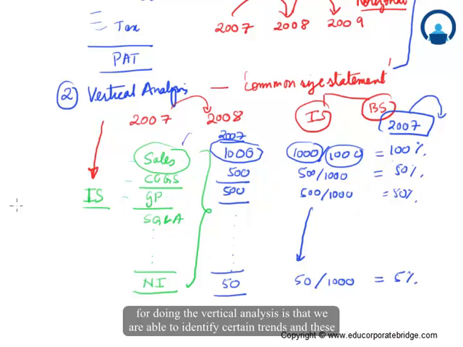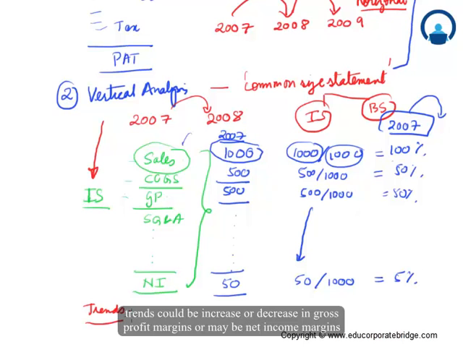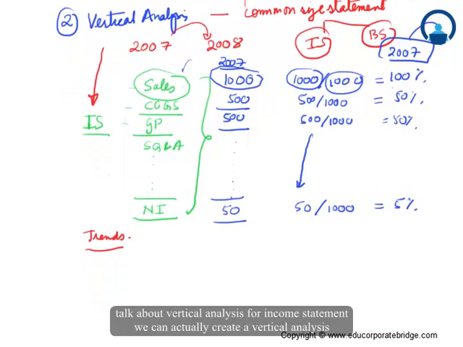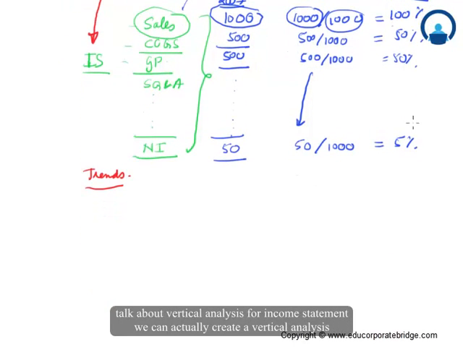The primary reason for doing this vertical analysis is that we are able to identify certain trends, and these trends could be an increase or decrease in gross profit margins, or net income margins, or maybe costs may have increased or decreased. We'll look at one of the examples to really understand how this works. But broadly speaking, it helps us in identifying the trends and also helps us in identifying certain issues within the income statement.